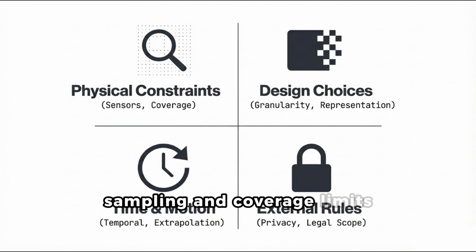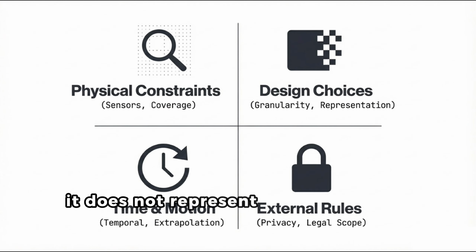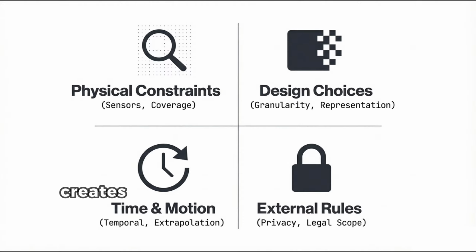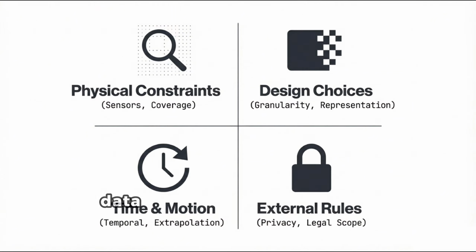Sampling and coverage limits. If your dataset only covers desktop users, it does not represent mobile behavior. If you only log business hours, you don't see overnight patterns. Limited sampling creates limits on where you can safely generalize. Temporal limits. Data is a snapshot or a stream. It ages. A schema or a metric that made sense last year may not make sense today. Historical data may reflect past processes, not current reality. Time creates shifting limits.